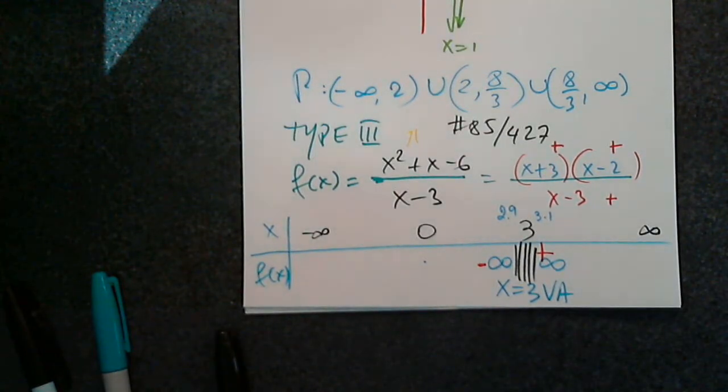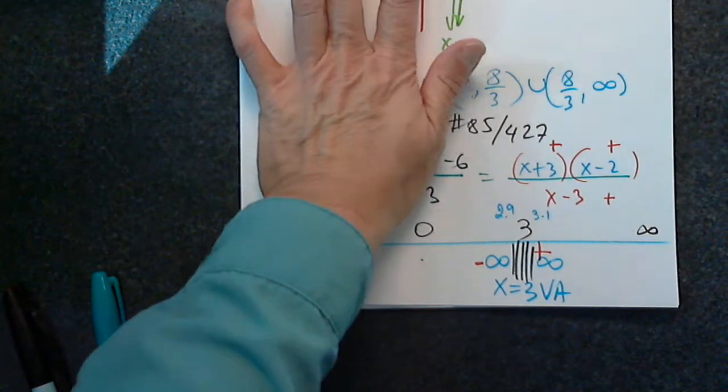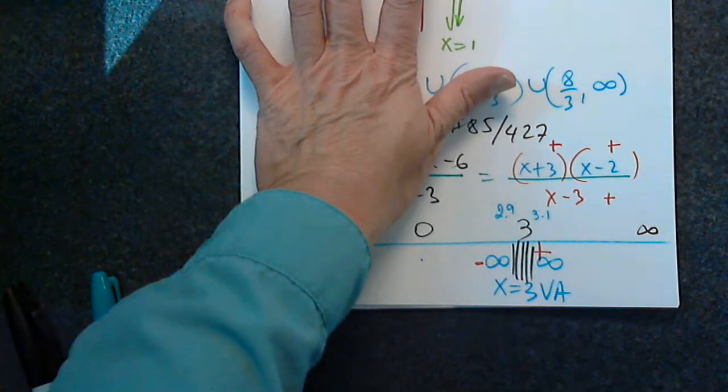So we know the domain. We know that x equals 3 is a vertical asymptote. We already know the behavior of the function left and right by plugging those numbers close to 3. Now let's plug in 0. Negative 6 over negative 3.